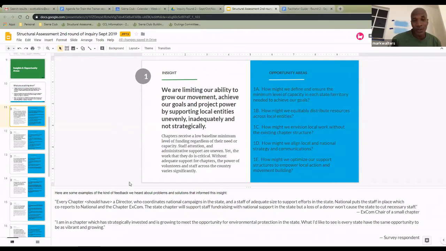And again, all of these were crafted from the feedback that we got from the hundreds of folks who responded to our first round of inquiry. And from this insight, we ask the following questions. How might we define and ensure the minimum level of capacity in each state or territory needed to achieve our goals? And similar questions along that line, which were sparked by this particular insight. If you go to the next one, Scott.